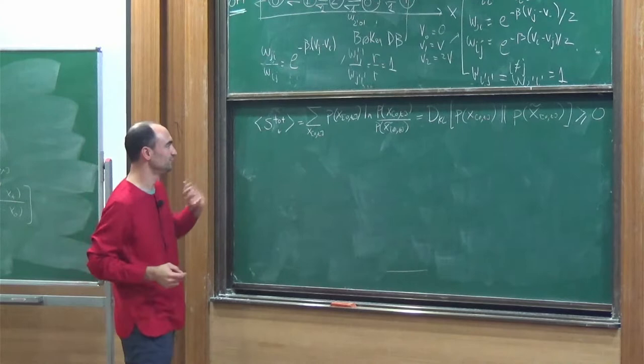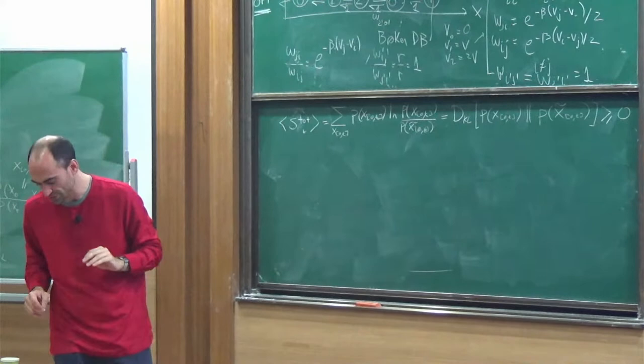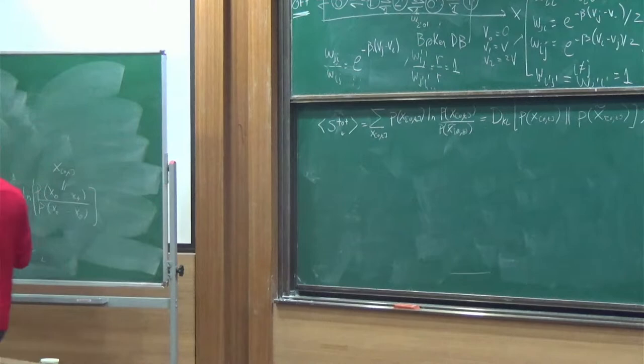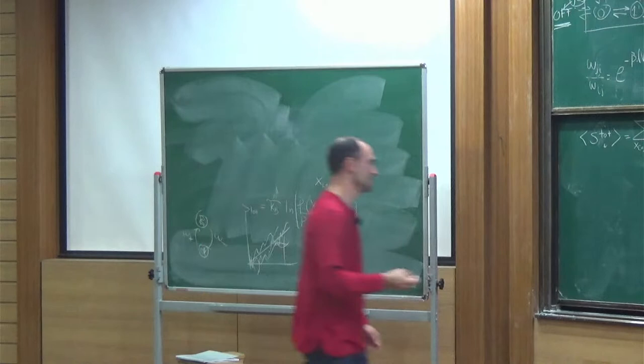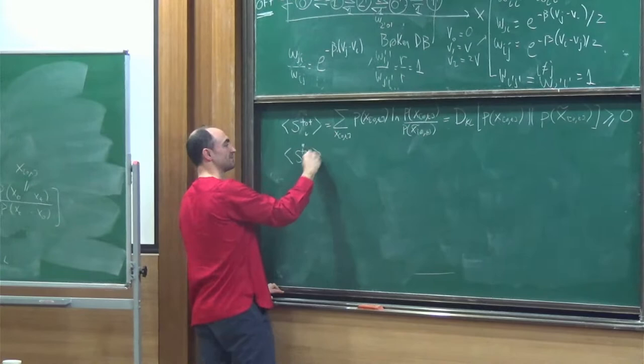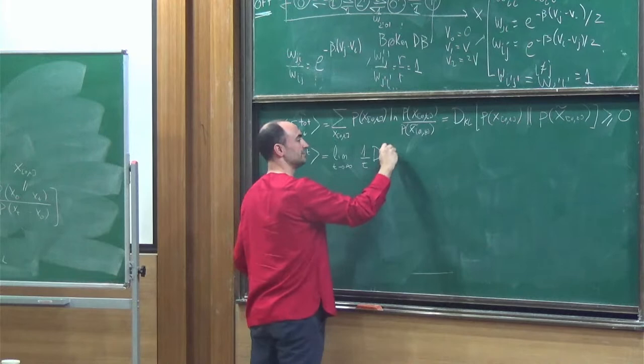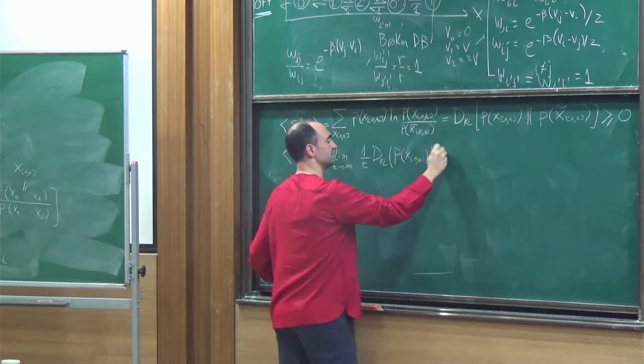Now I will simplify things even more, because this is the total entropy on average. Typically we are interested in the rate of change, the slope of this curve, how much ATP you consume per unit time. That quantity is called the entropy production rate, and is defined as follows: the limit when T goes to infinity of 1 over T times the divergence D_KL of P(X_0^T) with P(X_T^0). This is the rate of growth.